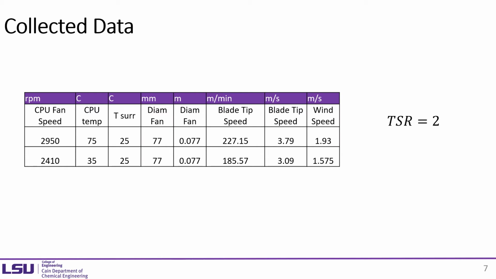So what you're looking at here is the data that I actually collected. Going from left to right, I recorded the CPU fan speed, the temperature of the CPU, the surrounding air temperature, as well as the diameter of the fan. And from that, I can calculate the blade tip speed. And then using the tip speed ratio, we can calculate the wind speed. And in that calculation, I used a tip speed ratio of 2.